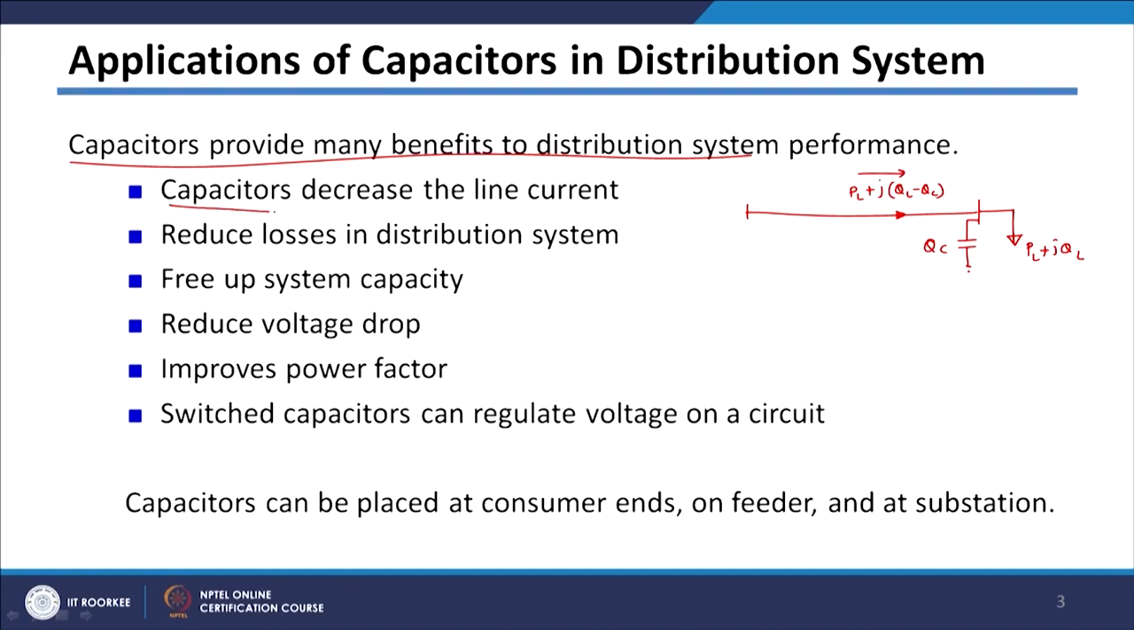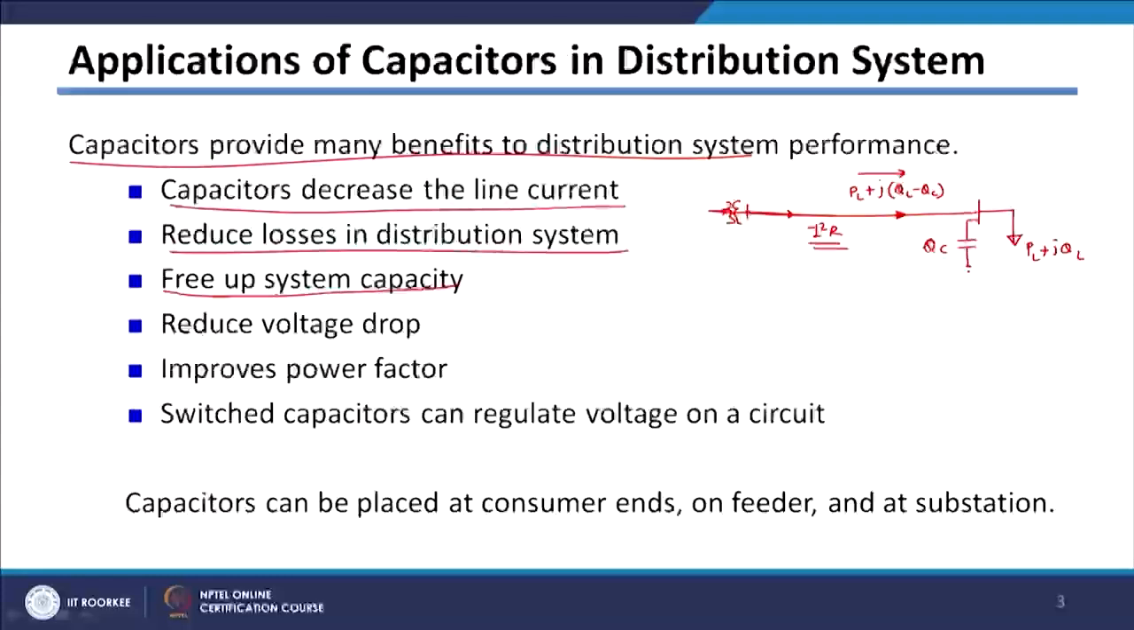So, it will decrease the current flowing through the feeder, which will reduce the losses in the distribution system, because losses are basically I square R. When the current is decreasing, losses will decrease. Similarly, you can see the power flowing through this transformer and lines is getting decreased. So, the total kVA coming out of the transformer or flowing through the feeder is going down. So, some kVA capacity is freed up which can be used for giving some more connections or to feed some more load. So, this freed capacity can be used for that purpose.